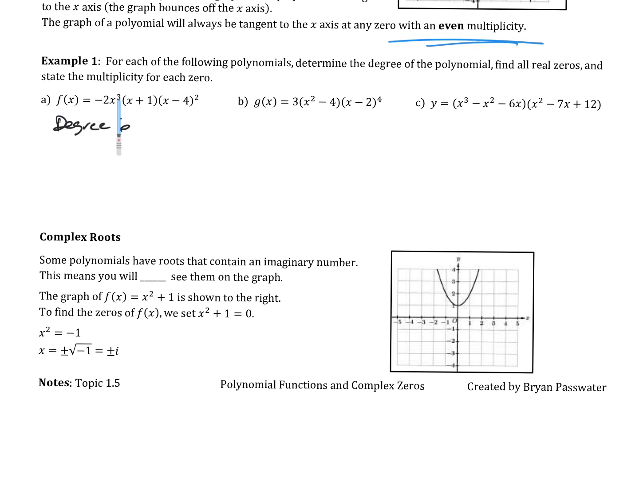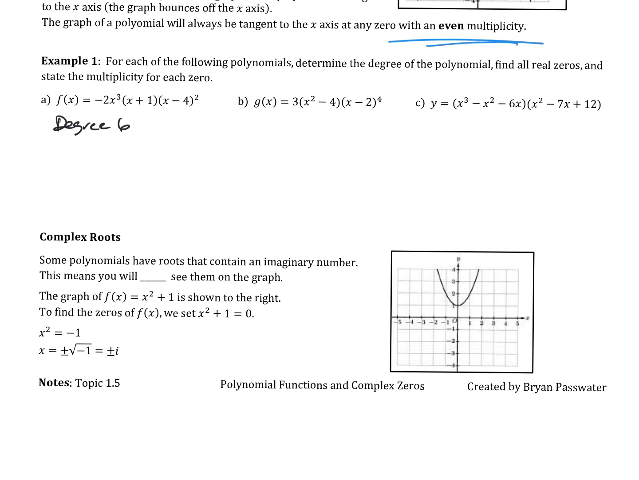This is a cube, right? What's the power here? 1. What's the power here? 2. So what do you do with all of them? You add them up. You kind of distribute almost. So now we have a degree of 6.